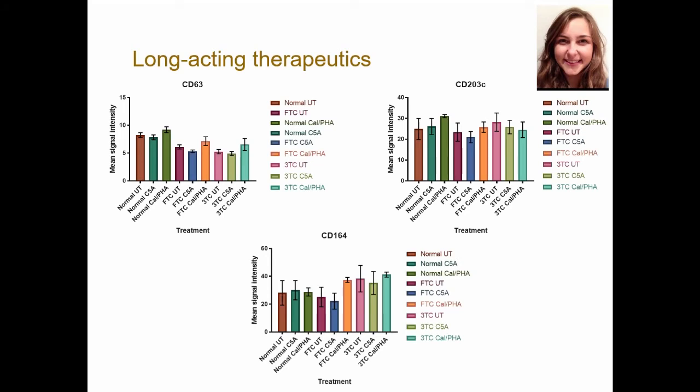As well as measures of cellular health in these KU812 cells, we also looked at how they would respond to known stimulants and looked at markers of activation. So we did flow cytometry looking at CD63, CD203c and CD164 on the KU812s, which are involved in basophil activation.